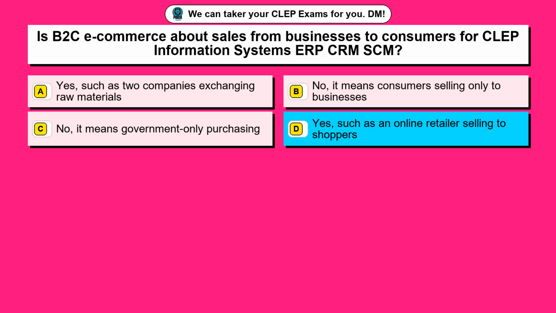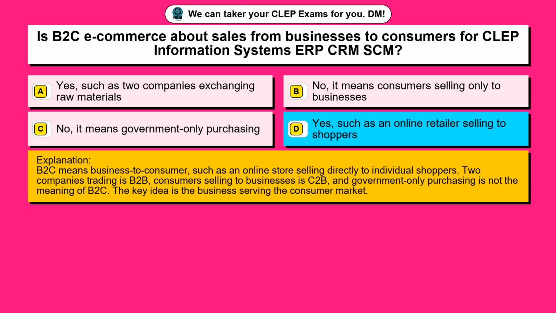Yes, such as an online retailer selling to shoppers. B2C means business to consumer, such as an online store selling directly to individual shoppers. Two companies trading is B2B, consumers selling to businesses is C2B, and government-only purchasing is not the meaning of B2C. The key idea is the business serving the consumer market.